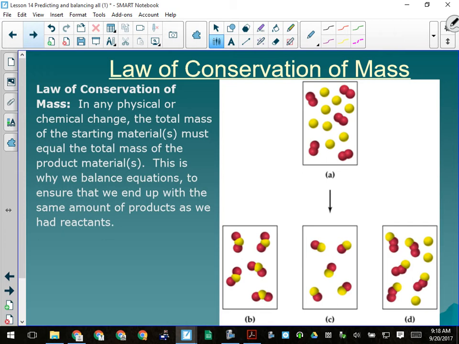Okay, so we've got 2, 4, 6, 8, 10 red ones, and 2, 4, 6, 8, 10 red ones. And we've got 3, 6, 8 of the yellow, so 3, 6, and 8. Okay, so D is showing that the law of conservation of mass has been conserved, right? Because in this one here, there's less yellow than there was in the first one, and in here there's just less of everything than in the first one.